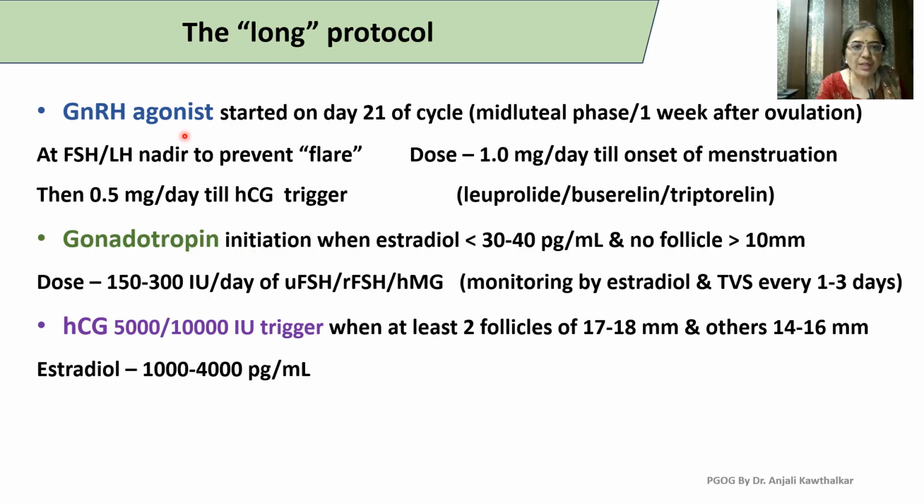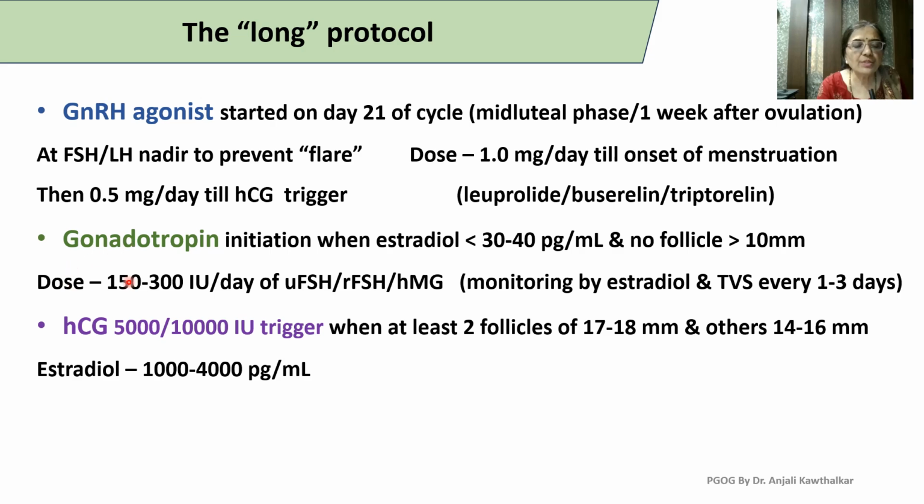That means whenever GnRH agonist is given, every 2 to 3 days we have to do serum estradiol level, and we have to keep on doing ultrasonography mainly to look for these two parameters. When these two criteria are fulfilled, then gonadotropin is initiated: when there is a low estradiol level and when the follicle size is less than 10 millimeters.